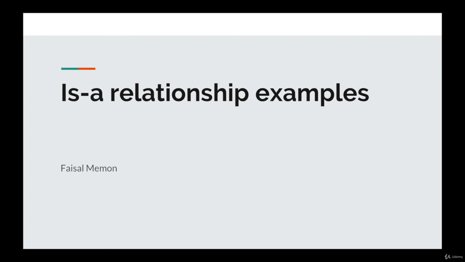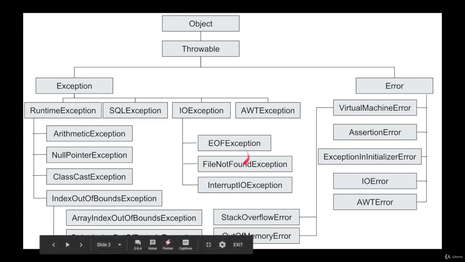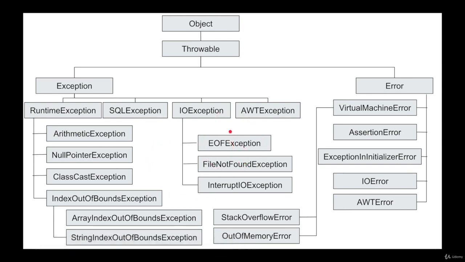In this lecture, I'm going to talk a little bit about some examples of inheritance, or the is-a relationship, in Java that already exist. The first example is the exception hierarchy. This is how the exception hierarchy is implemented in Java. We have at the top the object class, then we have throwable, then we have two subclasses called exception and error, which in turn have all these types of child classes. In exception we have these child classes, and in error we have these child classes.